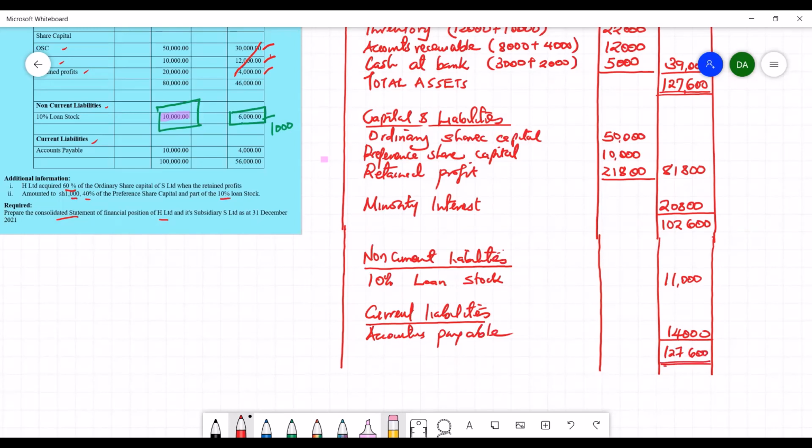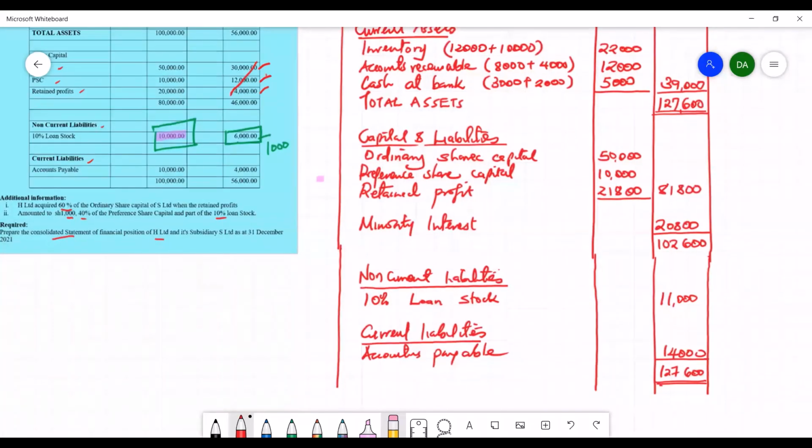Now that is going to be the same as what we had calculated before as the total assets. Now, what simply we can see is that when we're preparing a consolidated statement of financial position, we are simply aggregating the items of the statement of financial position for the parent company and the subsidiary, but taking into consideration the adjustments that we made before we start preparing the statement of financial position.